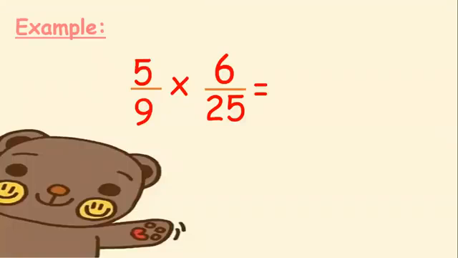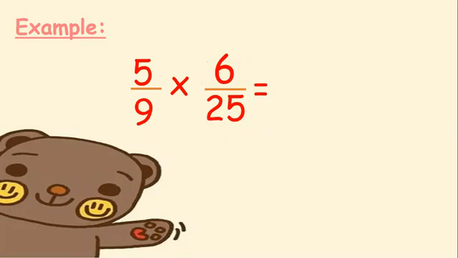Let's take another example. We have 5/9 times 6/25. So what we do, we see if we can simplify the first fraction. We have 5 and 9, so we cannot simplify. Then we see if we can simplify the second fraction. We have 6 and 25, so we cannot simplify. They have no common divisors other than 1, and we cannot simplify by 1.